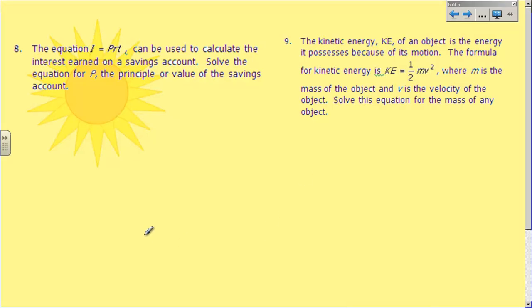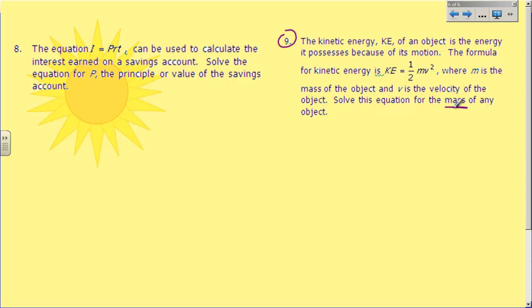So there are 2 more. I want to focus on number 9 right here. This number 9 is one like you will see in science class, and I want to make something really, really clear. So here's what you are told. The kinetic energy, KE, of an object is the energy it possesses because of its motion. The formula for kinetic energy is given to you here: kinetic energy is 1/2 times mass times velocity squared. M is the mass, V is the velocity.